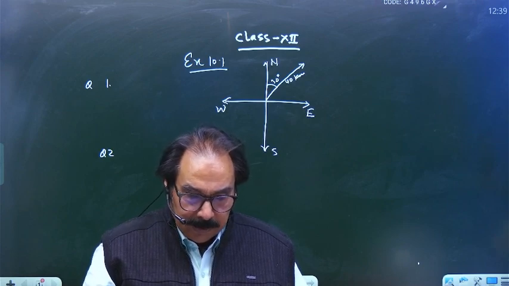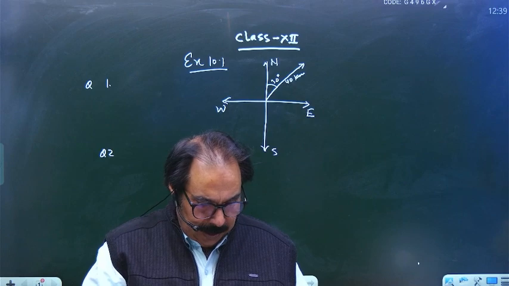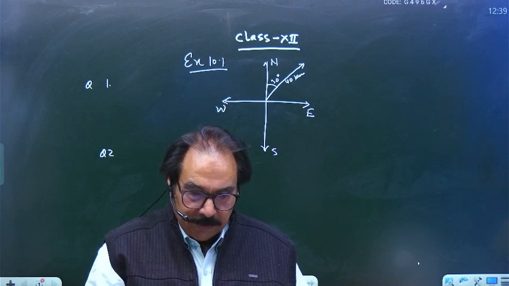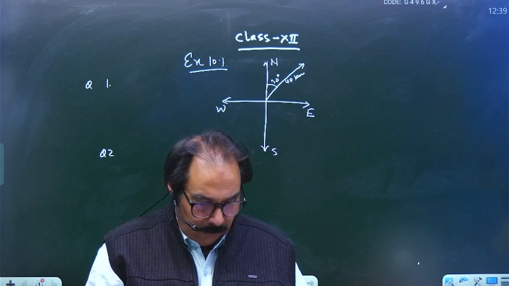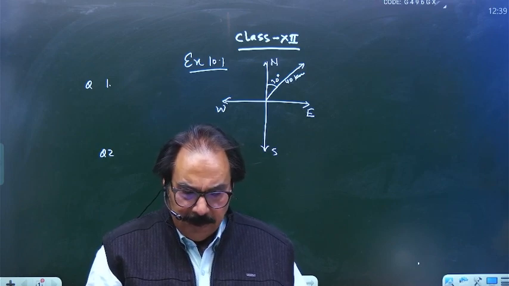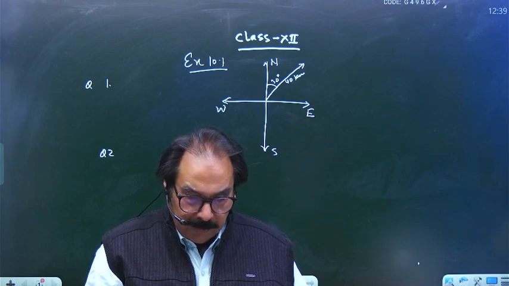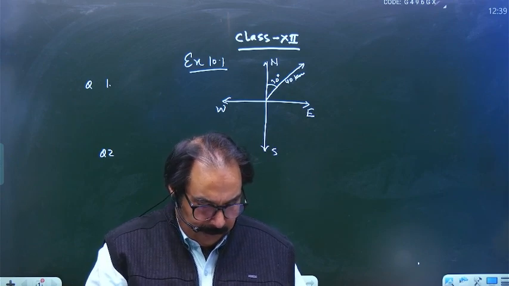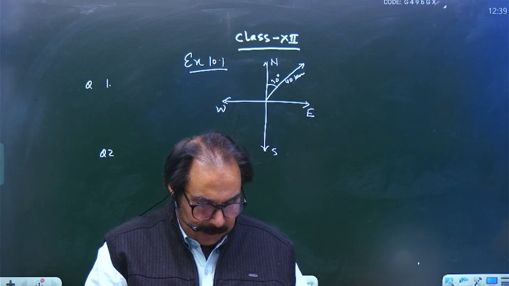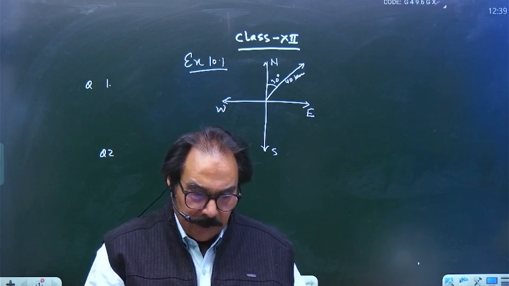Okay. Now the second part is 2 meter northwest. So this is the 2 meters. It is a vector quantity because magnitude and direction both are given. Now the third part is 40 degree. So only magnitude is given, no direction. So it is a scalar quantity. Now 40 watt. Watt is a scalar quantity because it has only magnitude.